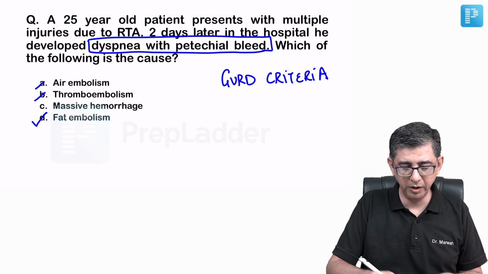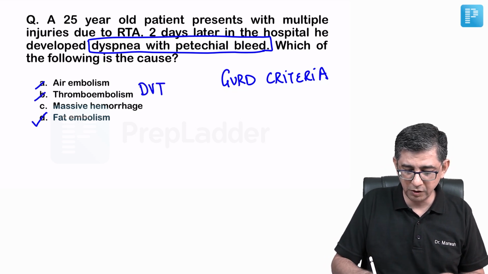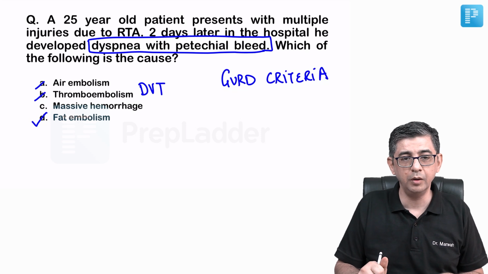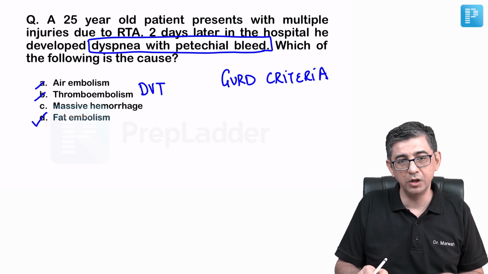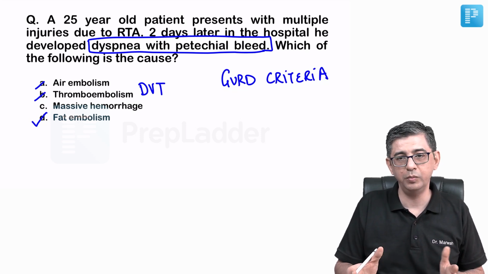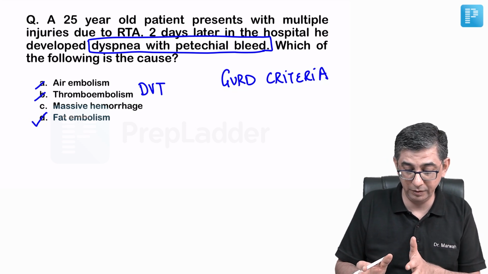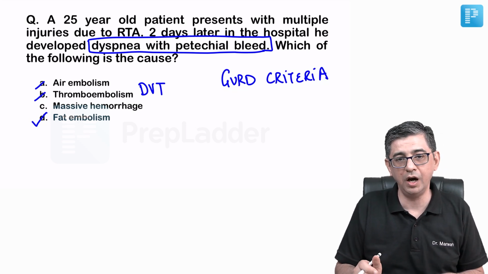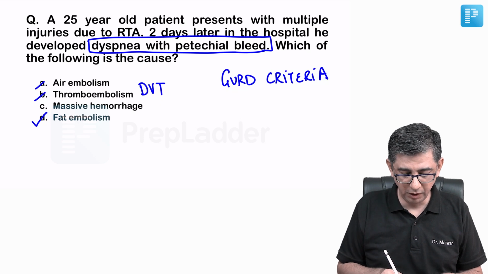There's no trauma to the jugular vein. Petechial rash is not seen in thromboembolism. There must be some evidence of leg swelling, deep vein thrombosis coming up. And then massive hemorrhage would cause death immediately, not a presentation like the one that is given after 2 days. The answer is D.